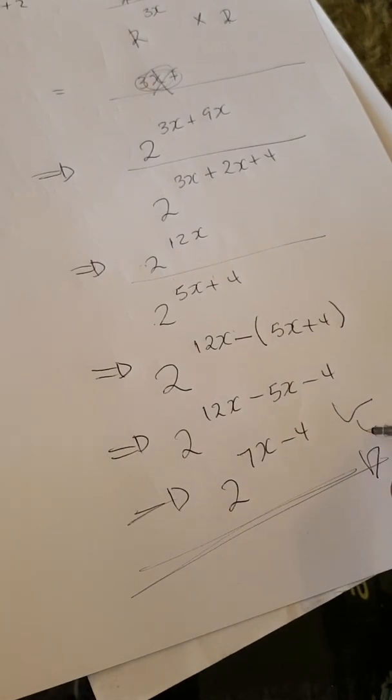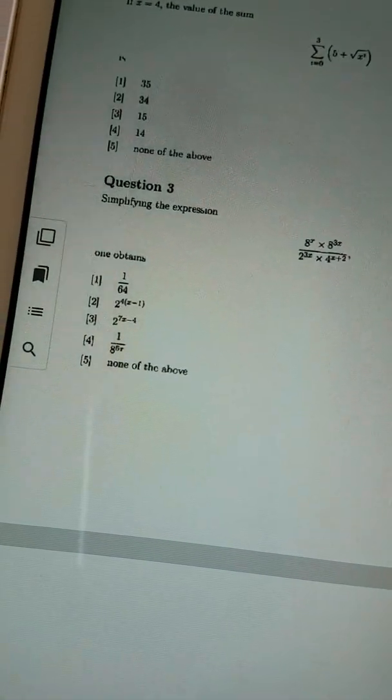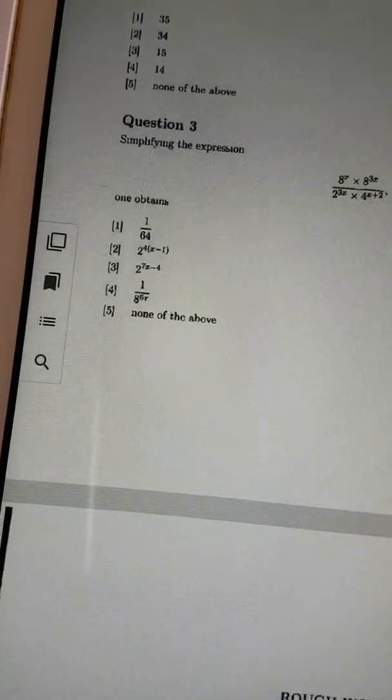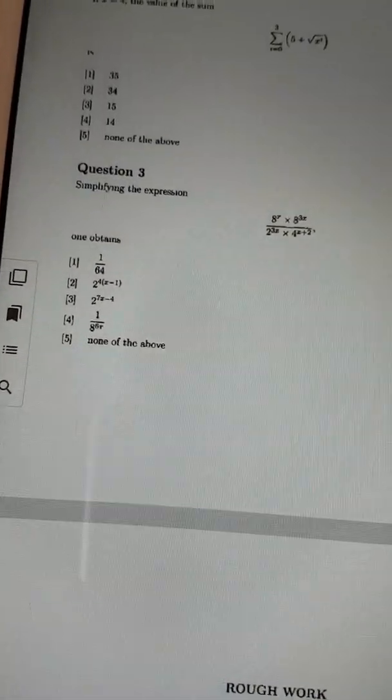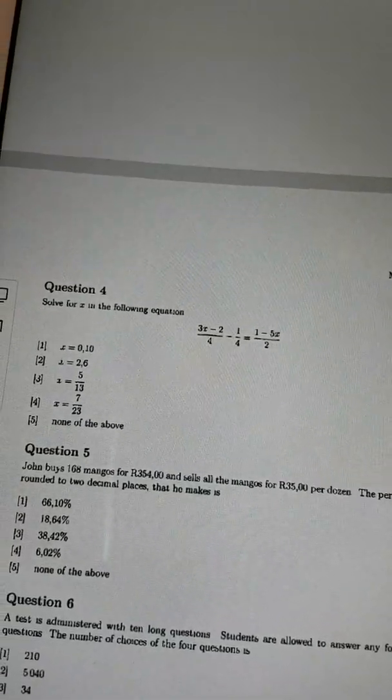Okay, that will be your answer. And this answer is lying at option number 3, 2 to the power of 7x minus 4. So that will be your answer. Let's proceed to question number 4. So question number 4 is an equation where we have to solve for x.